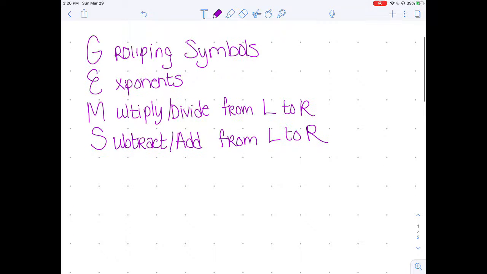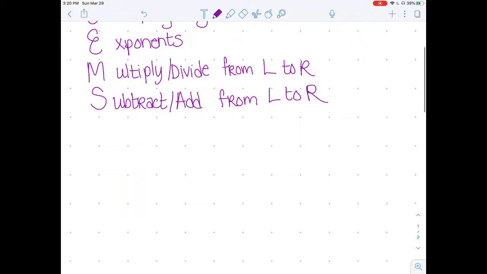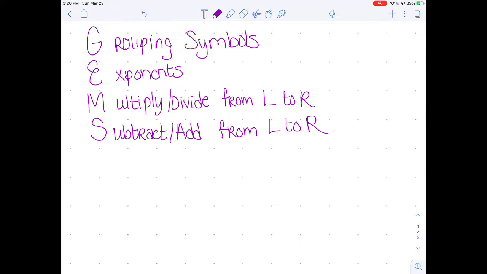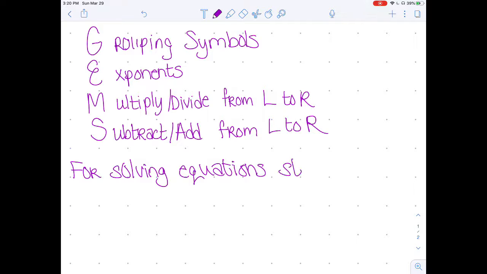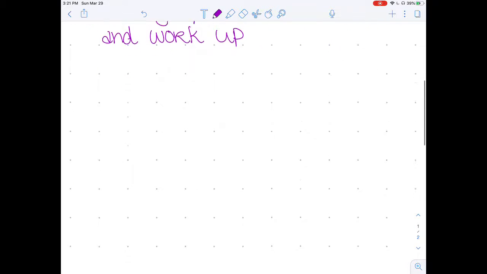Now, normally to solve problems, we work from G down to S. We start at grouping symbols and we work all the way down. When we solve equations, we work backwards. So for solving equations, start at S and move upwards. Okay, so let's just take a look at what this would mean for you.